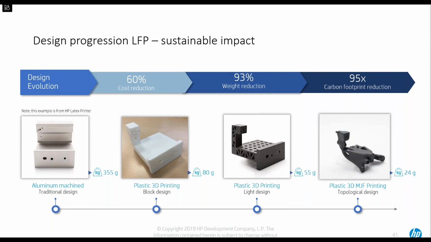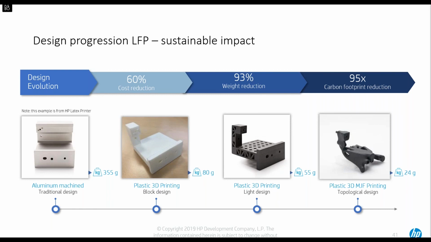So if we start on the far left-hand side here, we have a traditional design of an aluminum bracket, and this bracket is actually on the printer itself. The mass of this component is about 355 grams, machined out of aluminum. If we switch that over to 3D printing, we can reduce the mass down to 80 grams, just a simple block design.